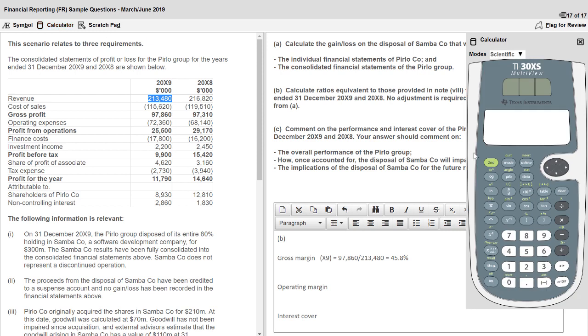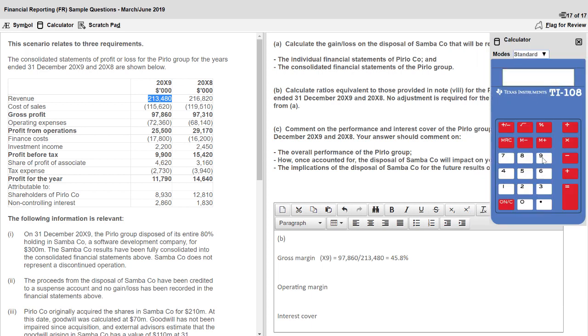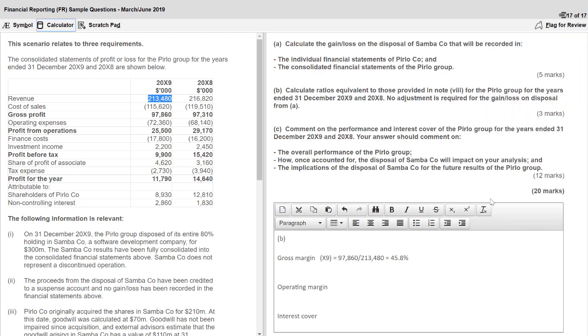So there you've got the calculator. So what have we got? Personally, I just put a standard, nice noddy one. So you've got, is it 97860 divided by 213480 equals 45.8%. Okay, or 0.458. There we go.